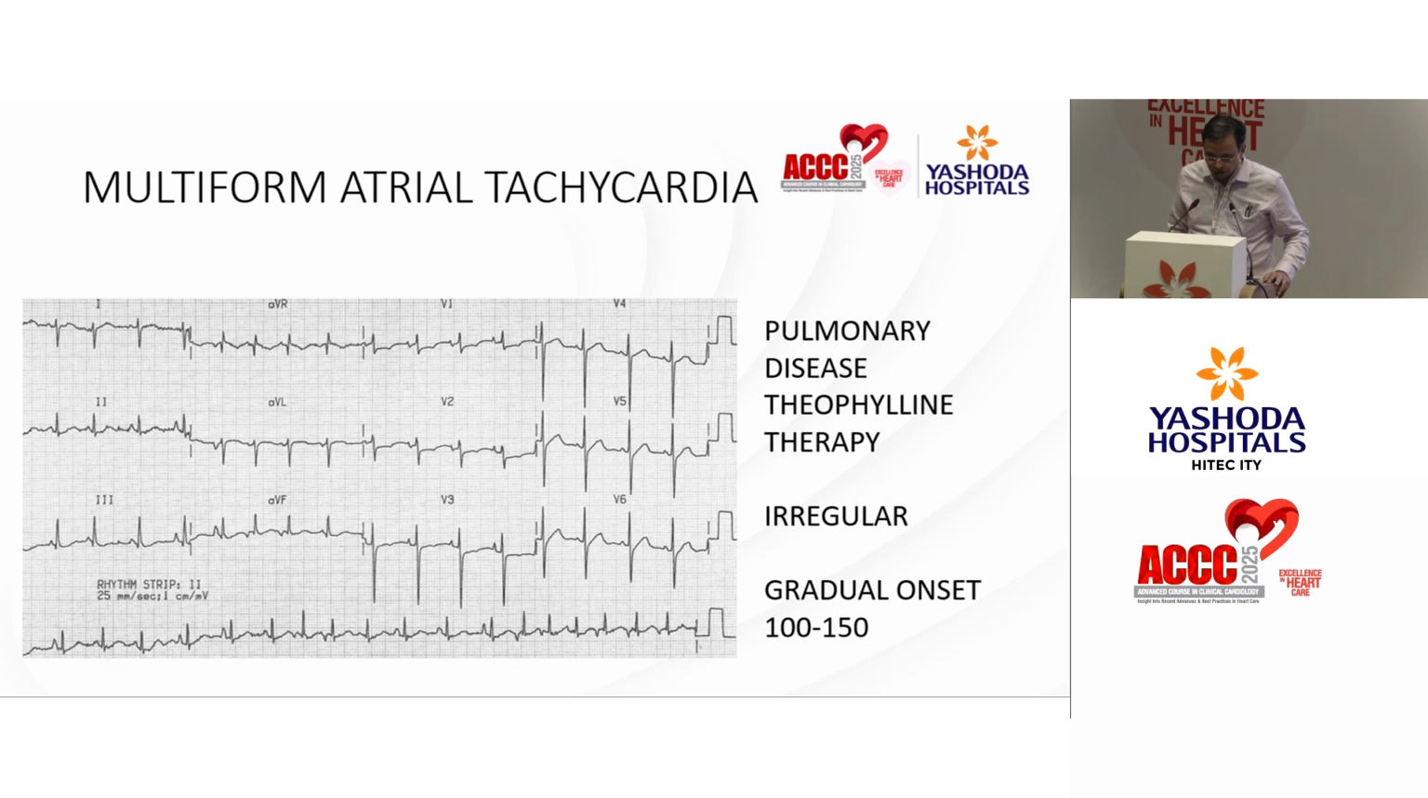Multiform atrial tachycardia, again, is a common association with COPD and people on theophylline therapy. You will see varying morphologies of P waves, like you can see in all these, different morphologies of P waves. You see an irregular rhythm; the RR interval is not stable. This is again not very treatable, but it's not a very big problem either, because the heart rates are typically between 100 and 150. We have to manage the primary lung condition only.